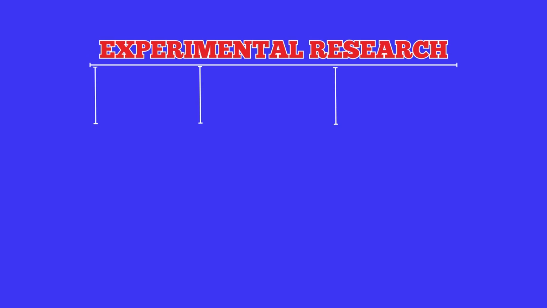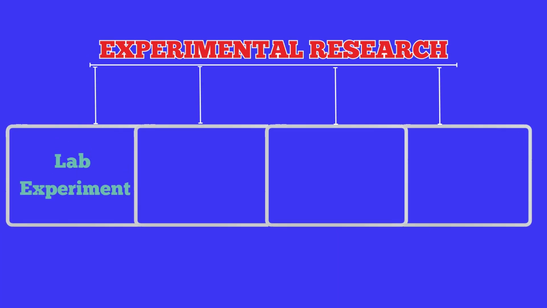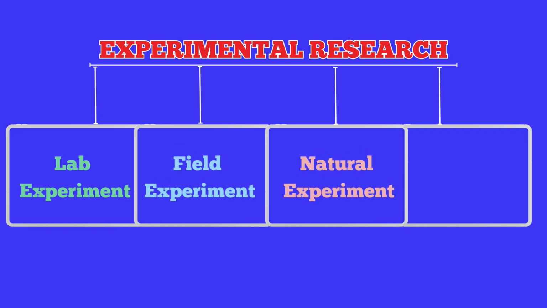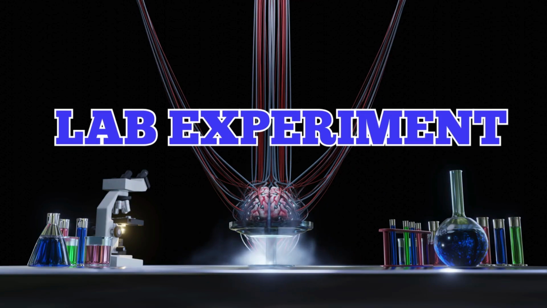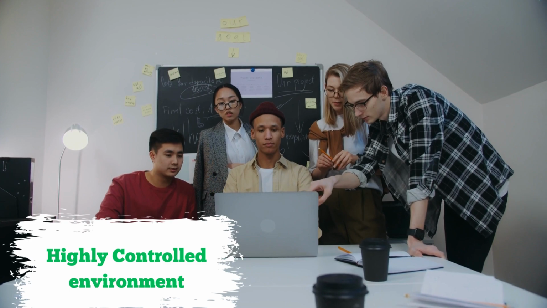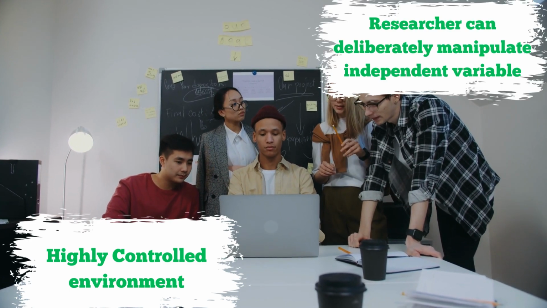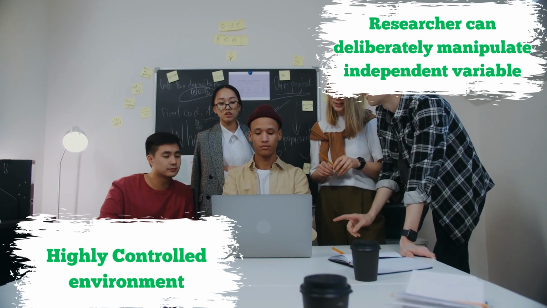In experimental research, there are four primary methods used to explore cause and effect relationships: lab experiments, field experiments, natural experiments, and quasi-experiments. Lab experiments. Lab experiments are conducted in a highly controlled environment where the researcher deliberately manipulates the independent variable to observe its effect on the dependent variable.